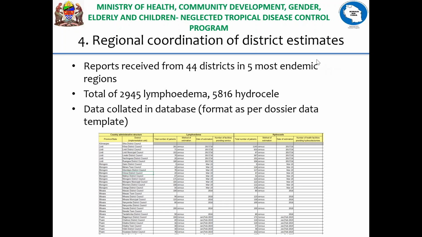From this method, we've been receiving reports, and around 44 districts in the 5 most endemic regions have already reported. From their data, we see that we have a total of 2,945 lymphedema reported cases, and also 5,816 hydrocele cases. This data is already put in our dossier document, in our reporting form, and we are expecting this method to be applied in the remaining districts. Next, please.